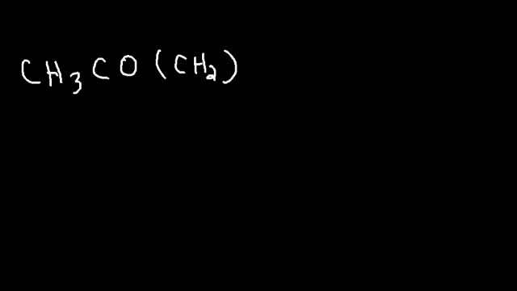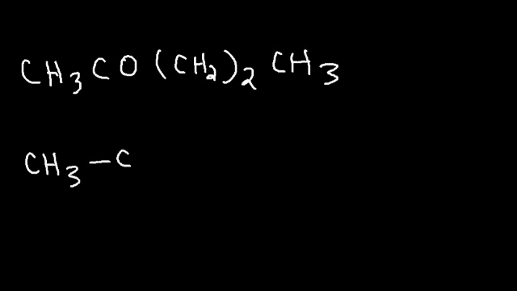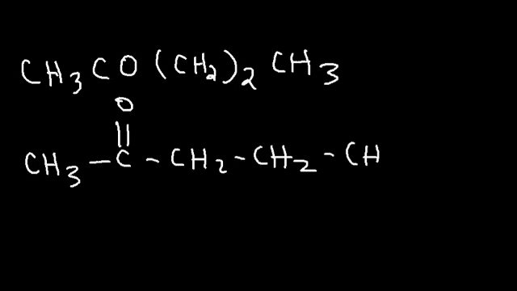Now let's say you have a ketone that looks like this. What's the name of this particular ketone? Now it helps to draw the structure. So we have a CH3 attached to a carbon that has a carbonyl group that's connected to 2 CH2s in a straight chain attached to another CH3. So as you can see, we have a total of 5 carbon atoms.